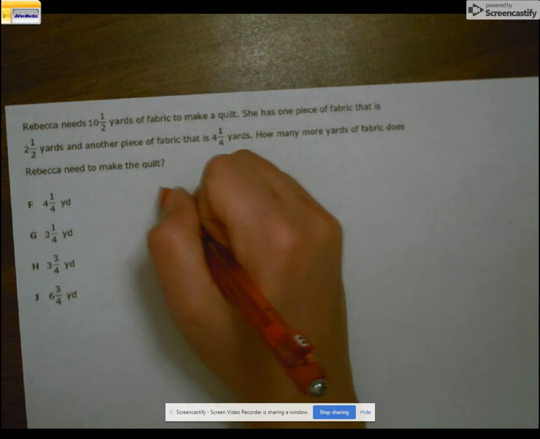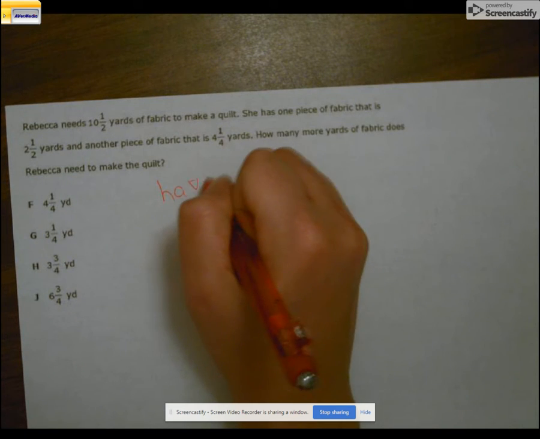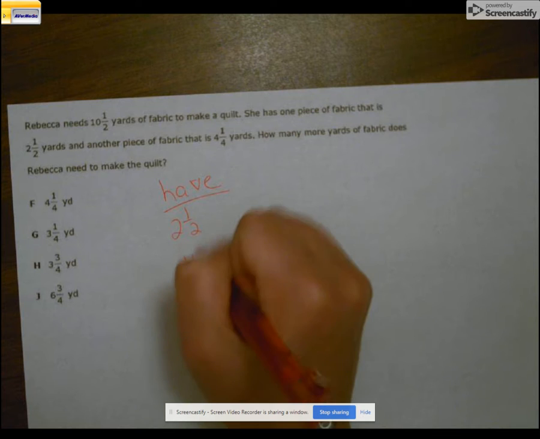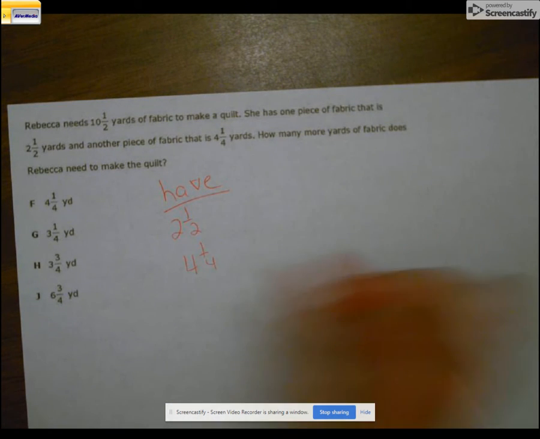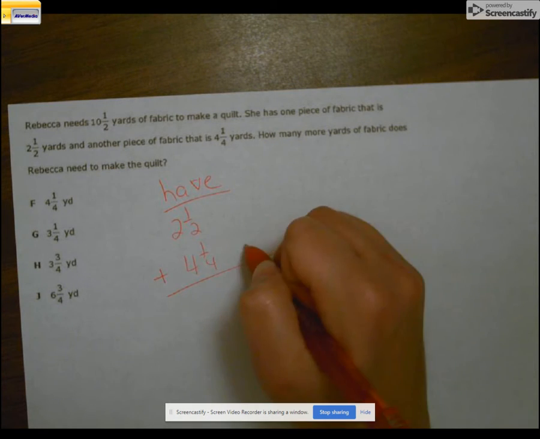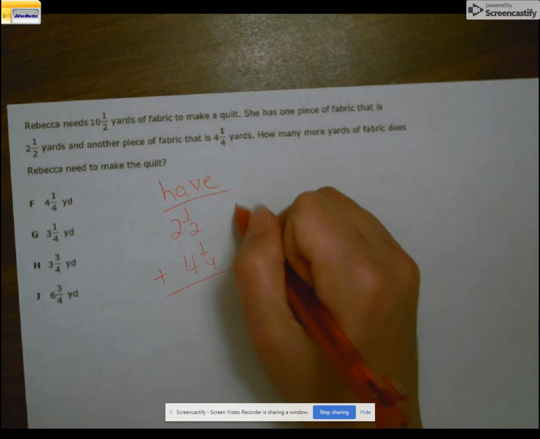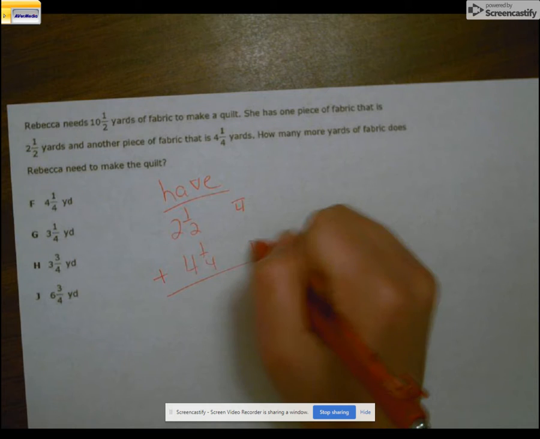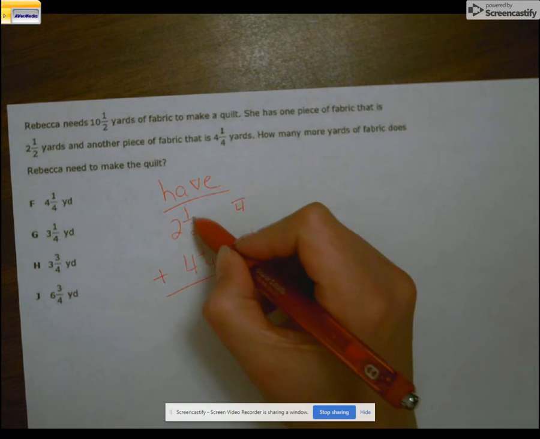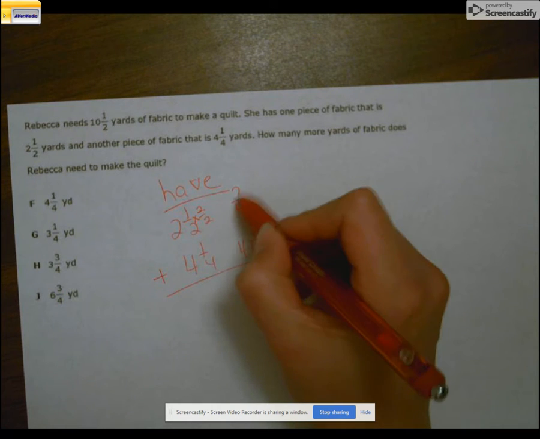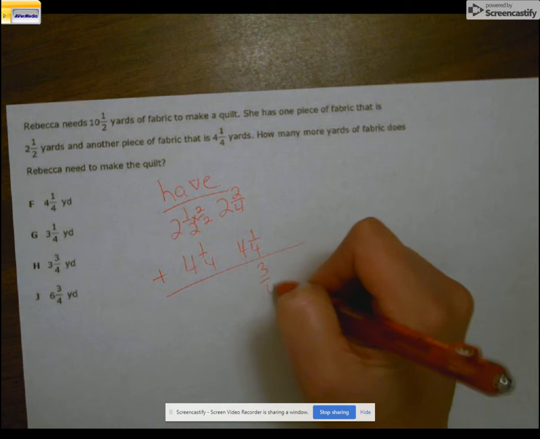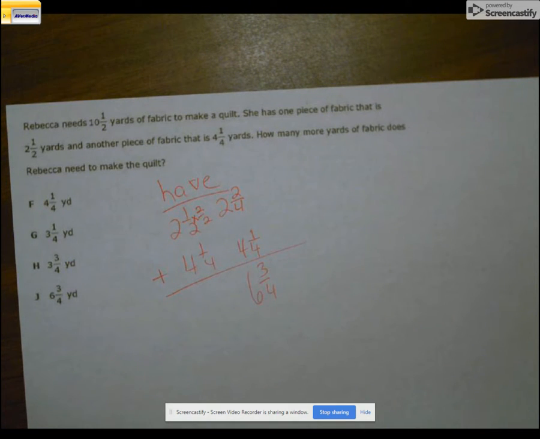So let me first see, what does she actually have? She has 2.5. She has 4 1/4. So let's add those together. In order to add, I know they need to have common denominators. So I'm going to use a common denominator of 4. This one already is 4, so this one stays the same. This one I need to multiply by 2. Now I can add. So I have 3/4 and 6. So that's what she has.